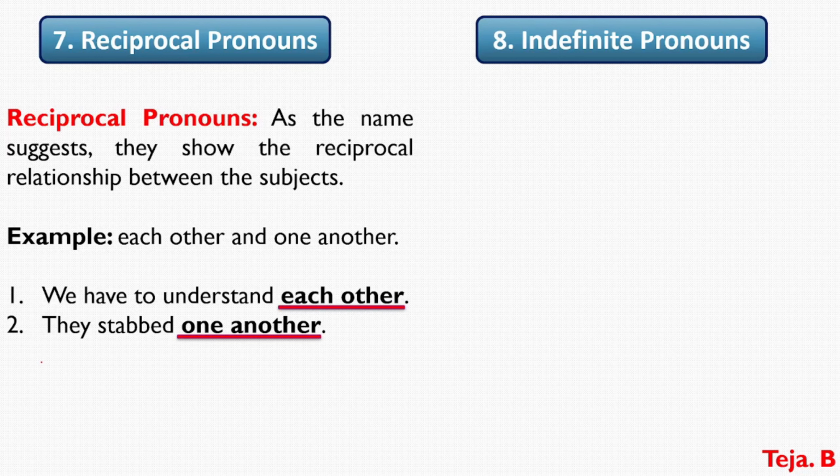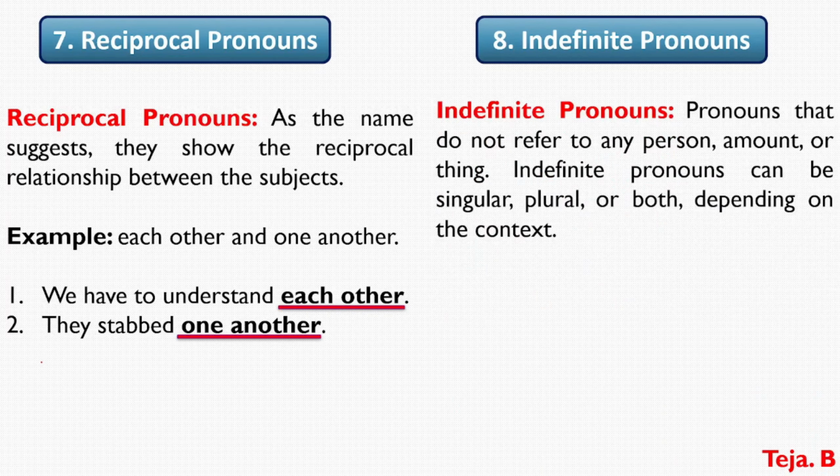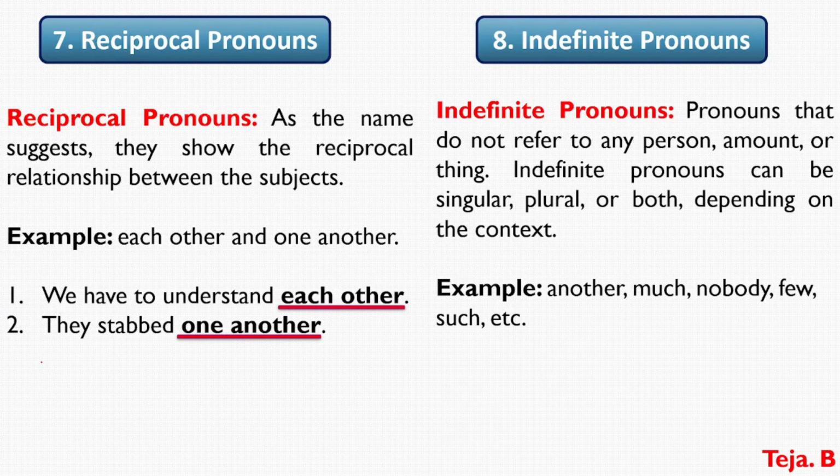Next one, indefinite pronouns, which is also one of the most important. Let's see. Pronouns that do not refer to any person, amount, or thing. Indefinite pronouns can be singular, plural, or both, depending on the context. Let's see the examples. Another, much, nobody, few, such, etc. are indefinite pronouns because they do not give us any definite number or figure. They give us a number, figure or amount in general.